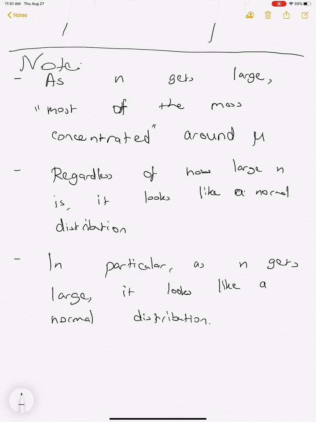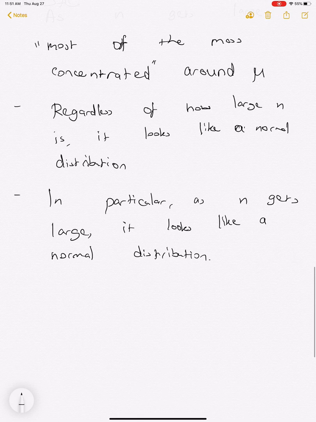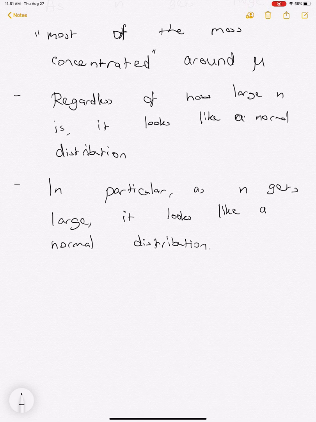As I mentioned, I'm just putting the observations that I just made into words here. The first one is that as n gets large, most of the mass is concentrated around mu. And this is a vague statement, and we're going to make this precise today. And then regardless of how large n is, it looks like a normal distribution. And in particular, as n gets large, it looks like a normal distribution. Again, these are just very vague statements at this point, but this is going to be the segue or observations.